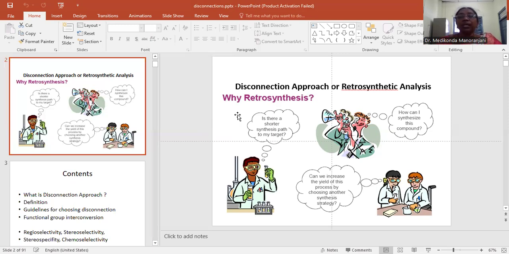Normally, why do we carry out retrosynthesis? There are several questions to be answered. Whenever we carry out synthesis, we come across several questions in our mind. Is there a shorter synthesis path to my target molecule? Or how can I synthesize this compound? Can we increase the yield of this process by choosing another synthesis strategy? Questions of this type arise in our mind. So in order to answer these questions, we have to consider the retrosynthetic approach.